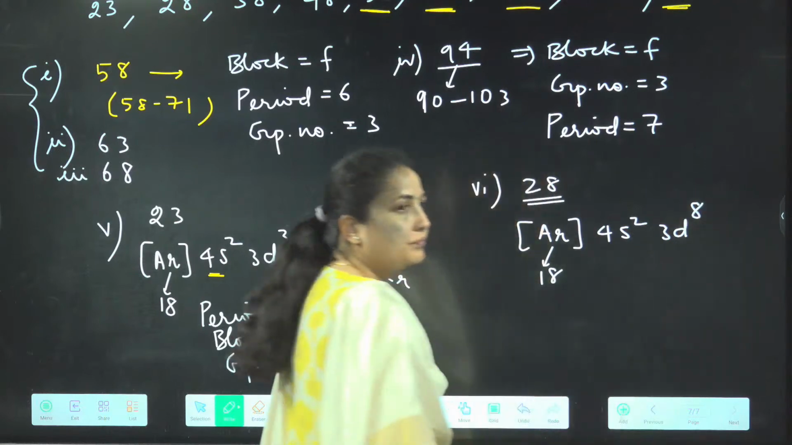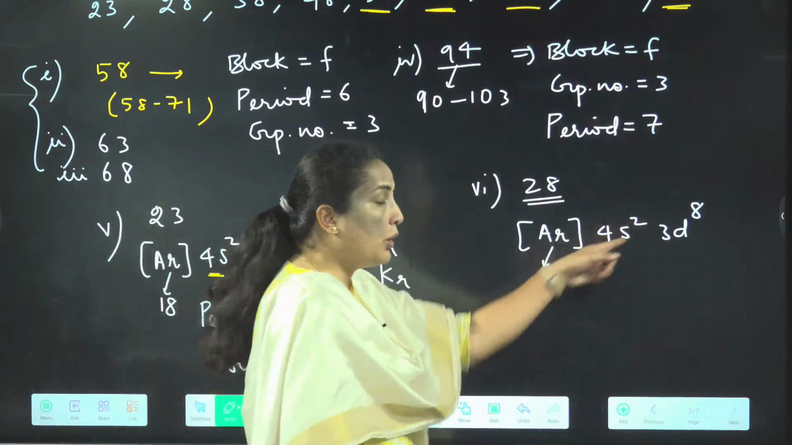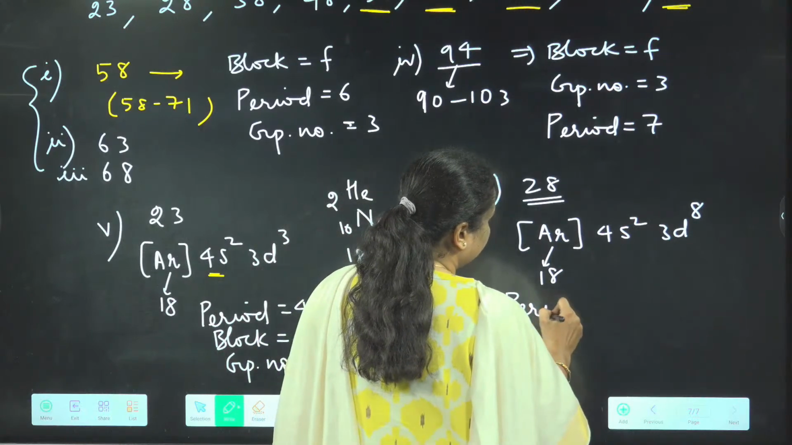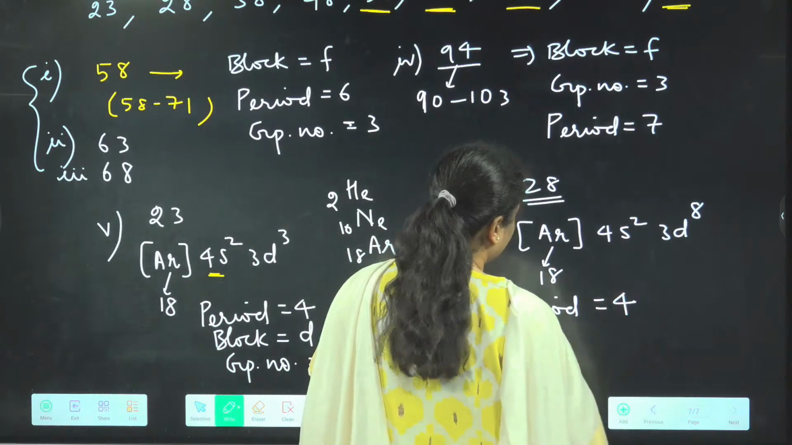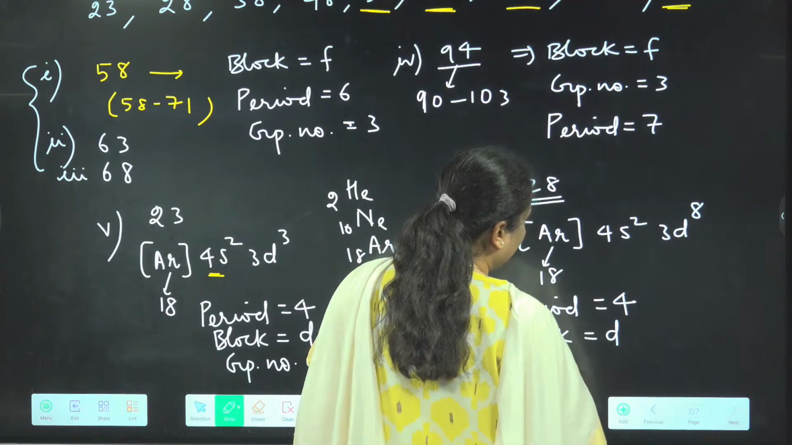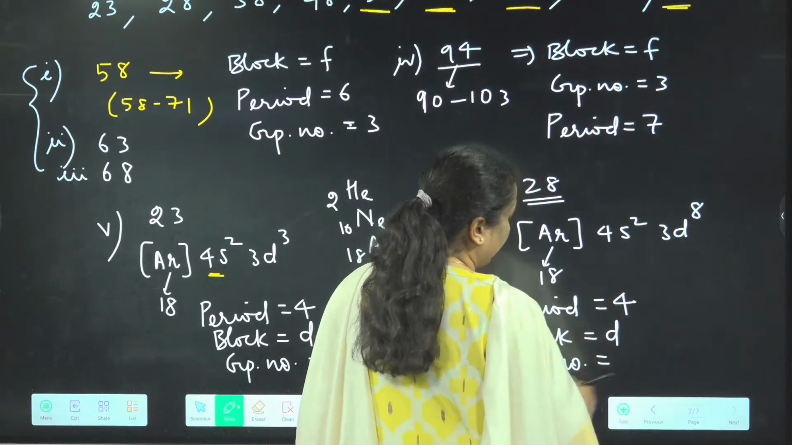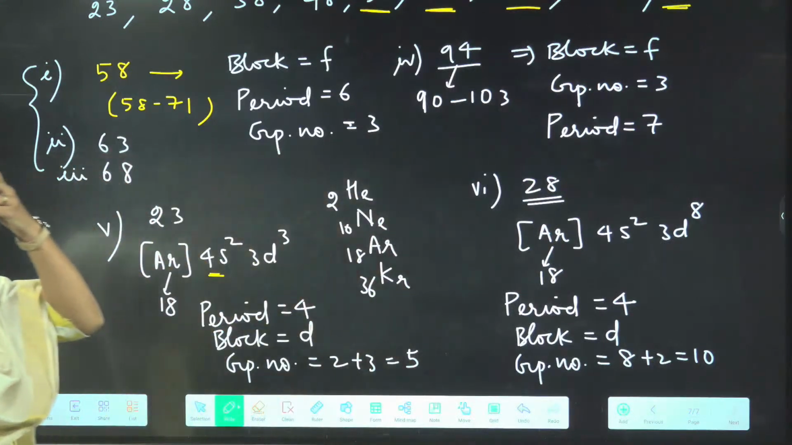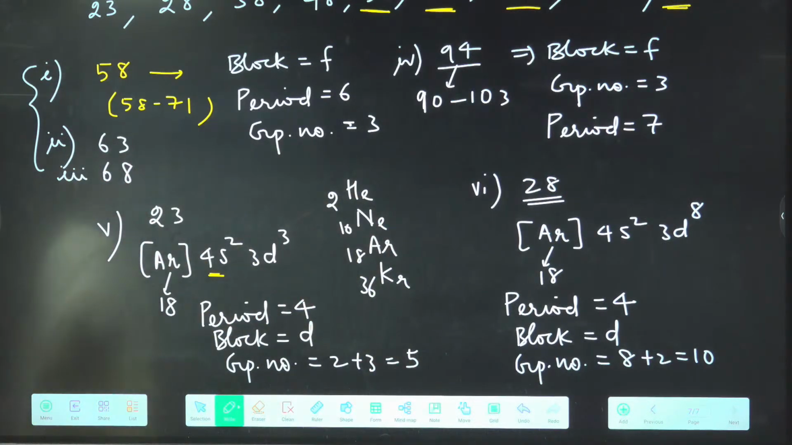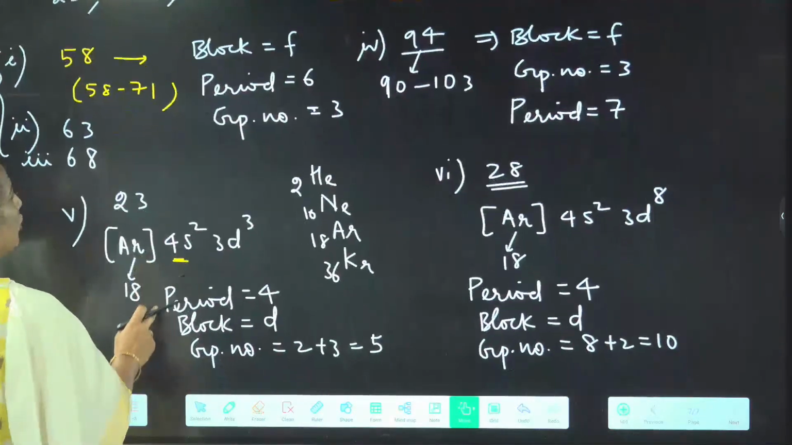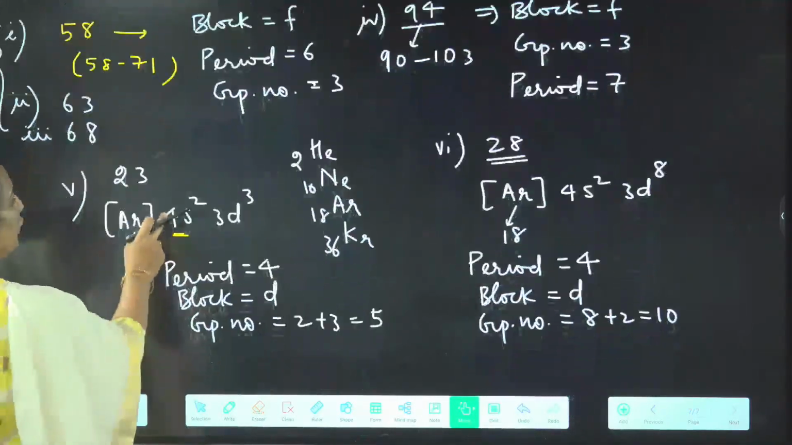You are able to see? Right? In total, you have to keep track of the electrons. So what is the period here? Period is 4. Block is D, because the last electron entered into D, and the group number is 8 plus 2, which is 10. Got it? Hopefully all of you are able to follow. Now the only ones remaining are 38 and 48.